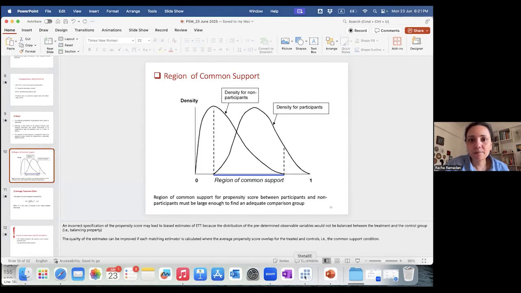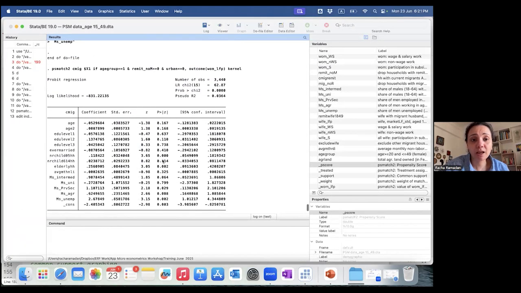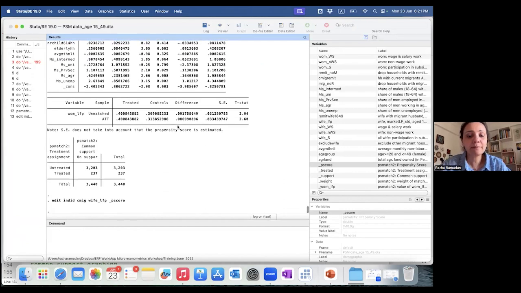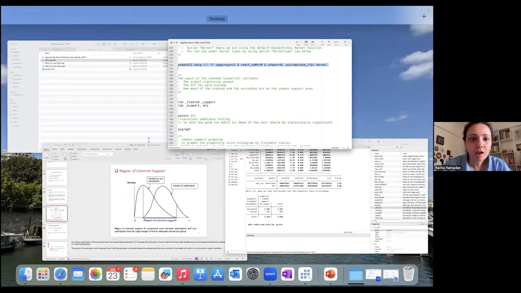Okay, let's see something else. So this is the output that will come out just by writing the PS match 2 command. Let me show you. Sorry, Dr.